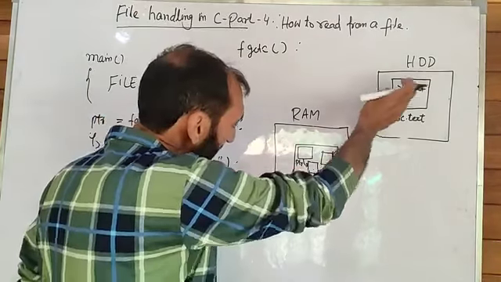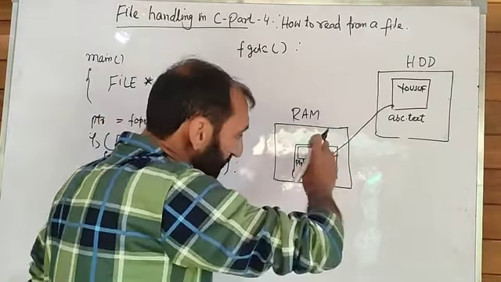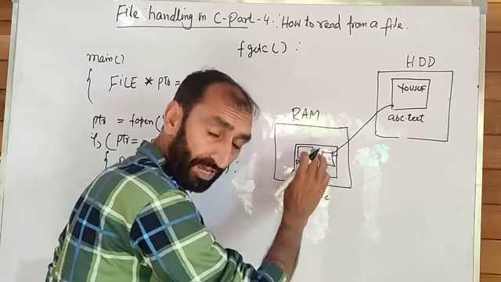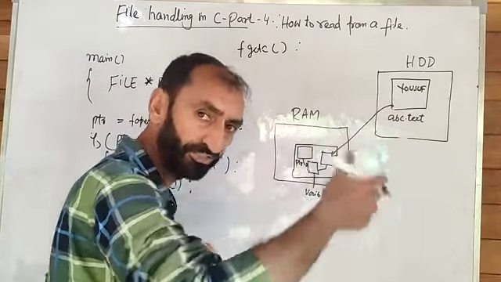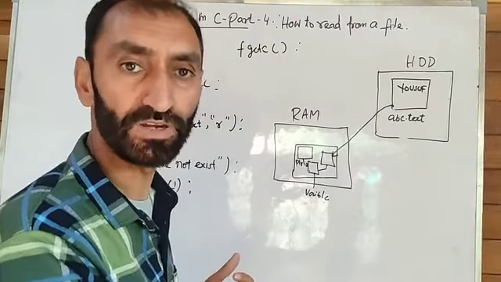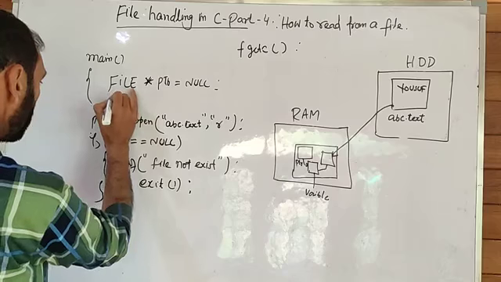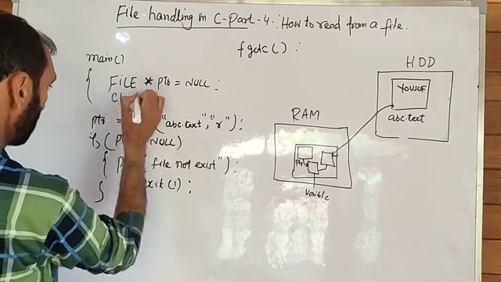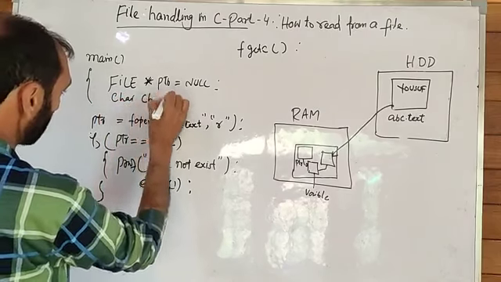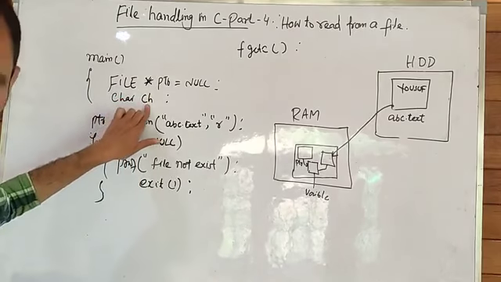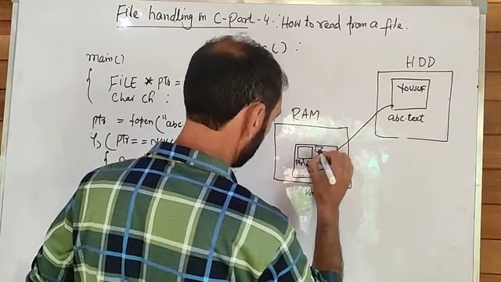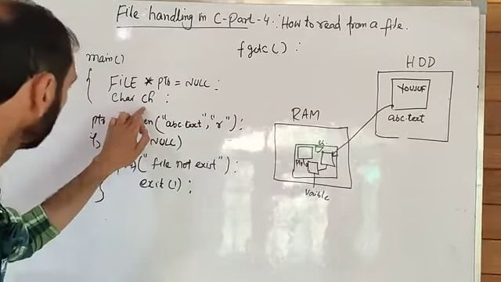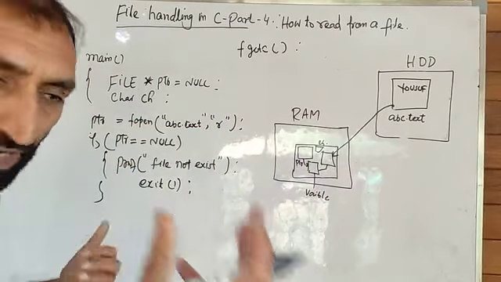Now that character must be stored in the main memory. First of all we have to declare a variable in the main memory where that character will get stored, and after that we can print that variable. So first we have to declare a variable ch. For example, ch is a variable which will store that character.